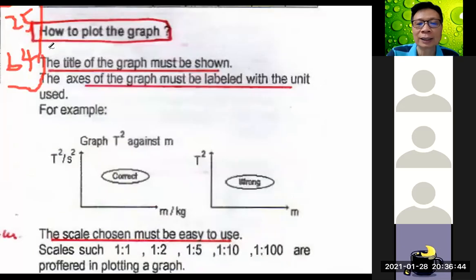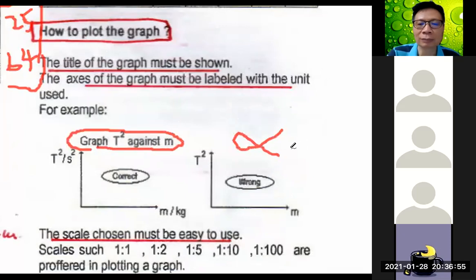Okay, first, the title of the graph must be shown. You must have the title. You see? This one I'm wrong because there is no title. How to write the title? You must always write "graph".